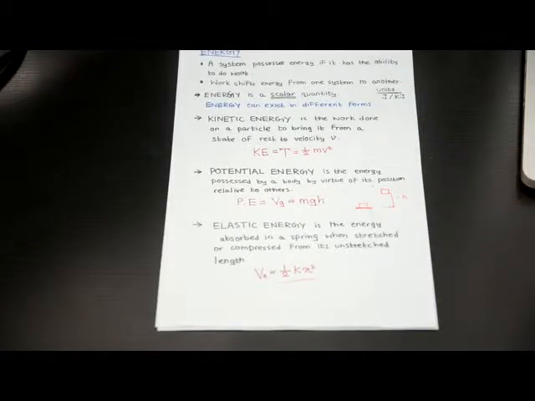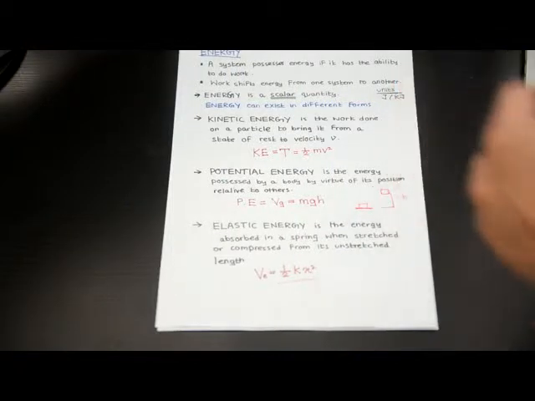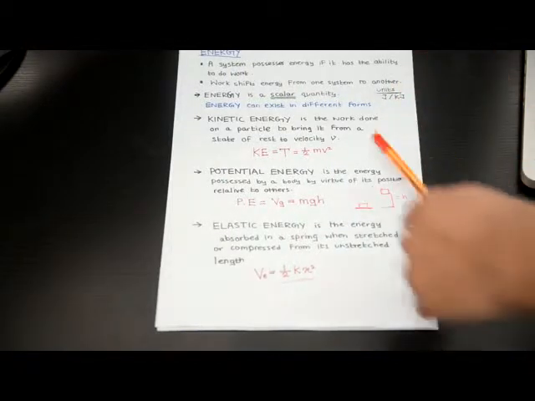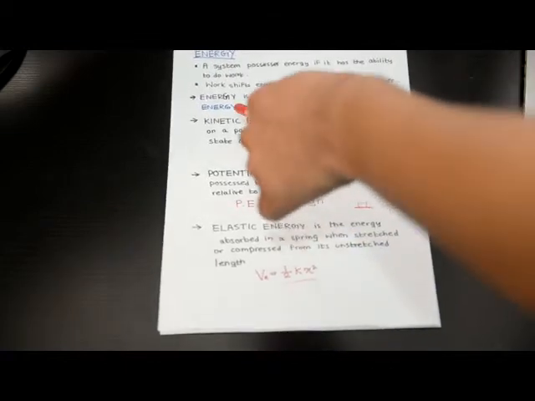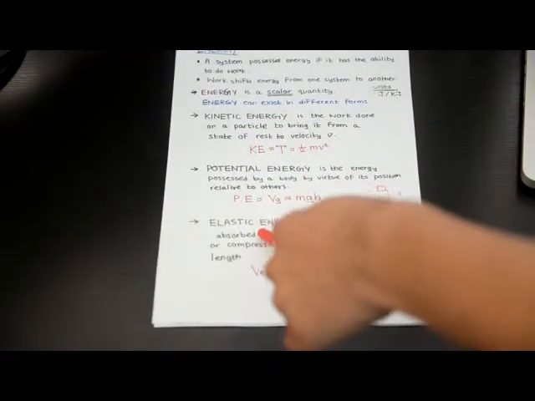Now let's look at what's energy. A system possesses energy if it has the ability to do work. Work shifts energy from one system to another, and energy is a scalar quantity. Now energy can exist in different forms. There's kinetic energy, there's potential energy, and there's elastic energy.